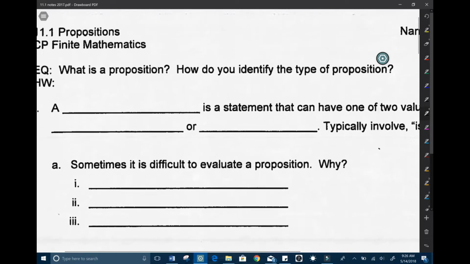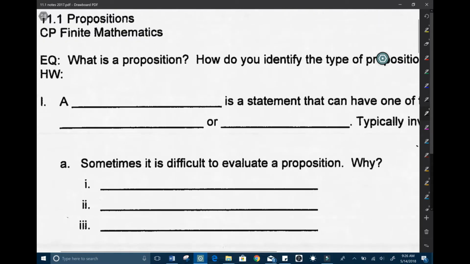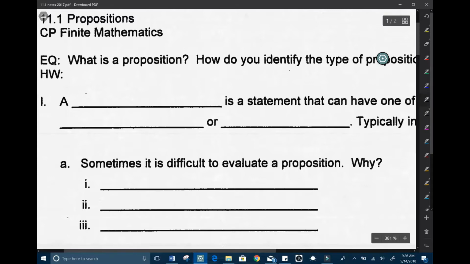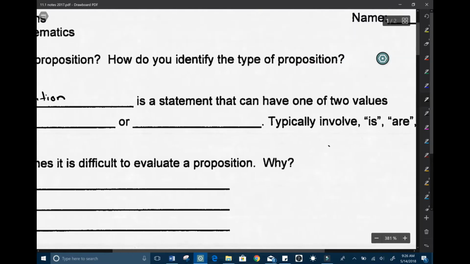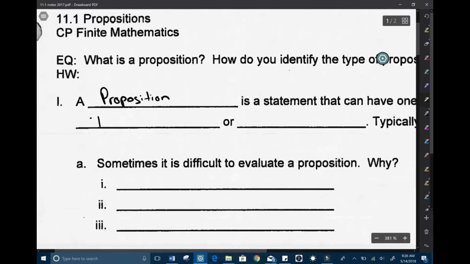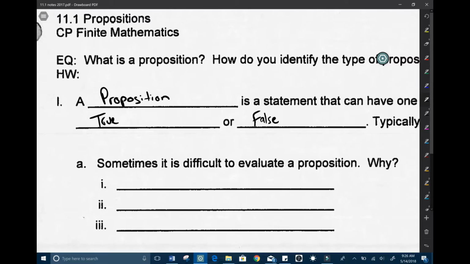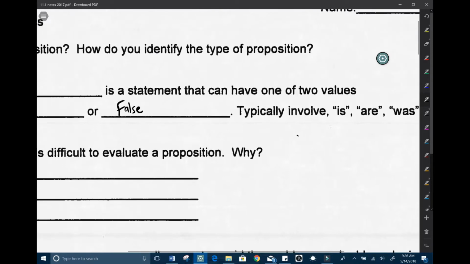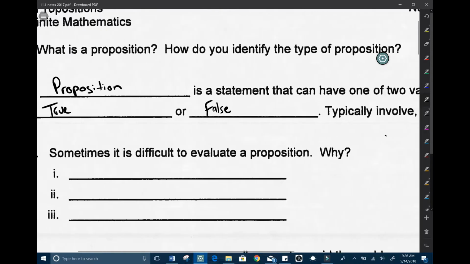Our first thing is some terminology. The central question: what is a proposition? How do you identify the type of proposition? First off, a proposition is simply a statement that can have one of two values. They are either true or false. Computers and everything technology-wise is based off true and false, essentially. We'll get into that later. Typically, they involve the words is, are, and was.